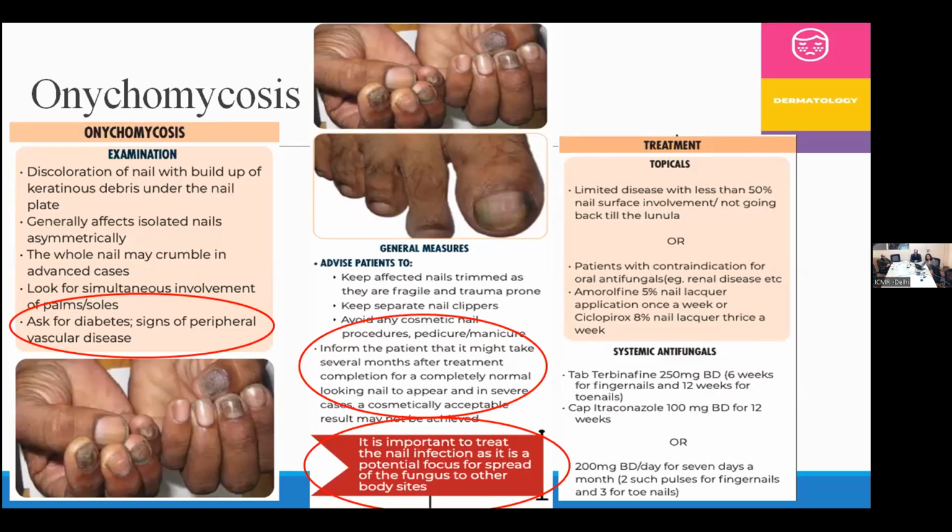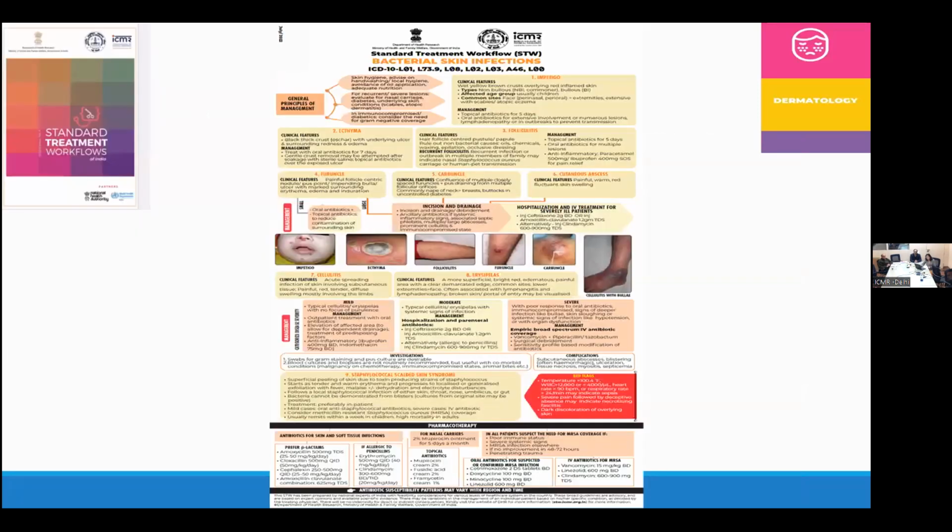So they need to understand the pathophysiology, that it will take a few months for a normal nail to appear. And sometimes if it is so disfigured, a normal nail will not come, but the advantage is that you will at least get rid of the infection and it will not spread. So the treatment is also mentioned.